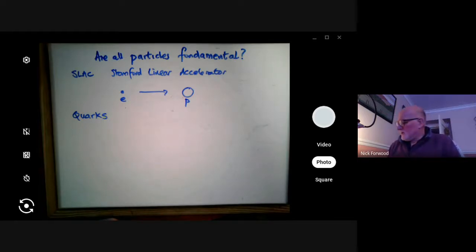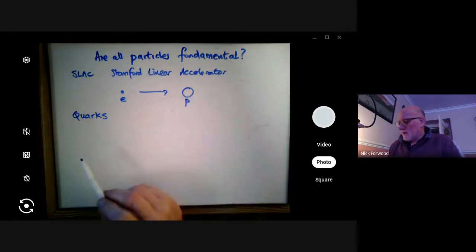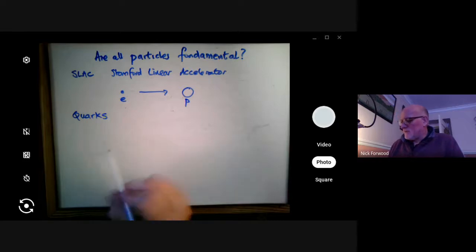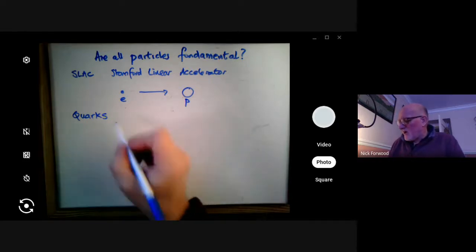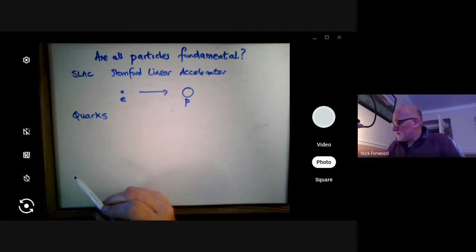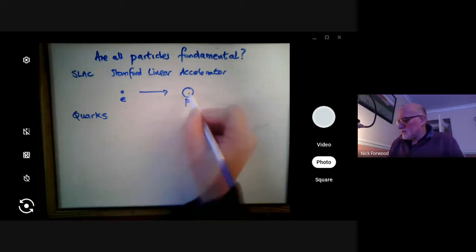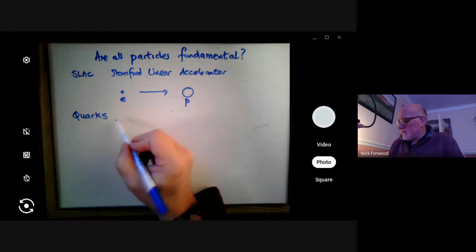Okay, so firing an electron splits a proton up into quarks, and we believe now that quarks are fundamental. Further experiments where physicists have tried to break up quarks have been unsuccessful. So quarks, which make up protons, are themselves fundamental.